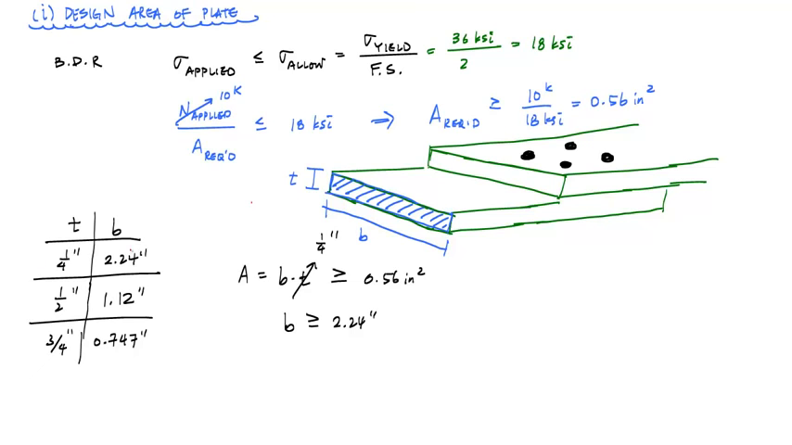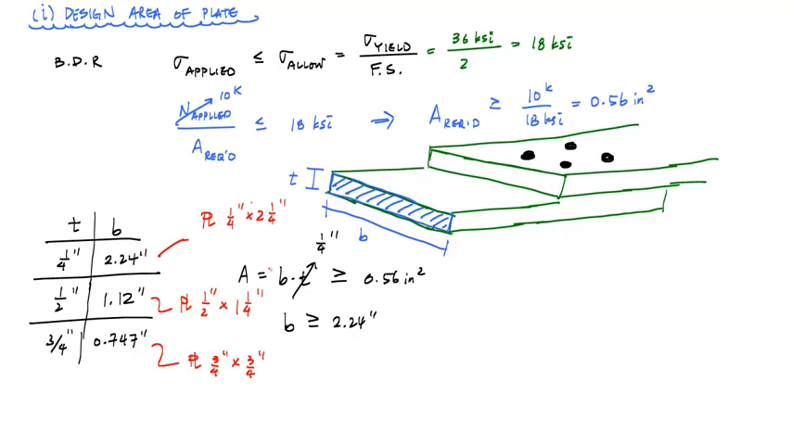And here in this case, if I chose a 1/4 inch plate, I'm probably going to specify a plate that is 1/4 inch by 2.25 inches. And if I choose a 1/2 inch thick plate, I would want to specify a 1/2 inch by 1.25 inch plate. And if I choose this, then I might choose a square rod here. This would be a plate that's 3/4 inch by 3/4 inch. And so these would be my designs.